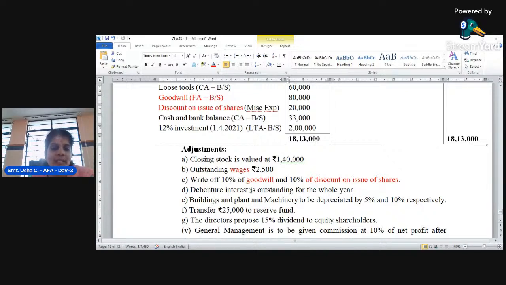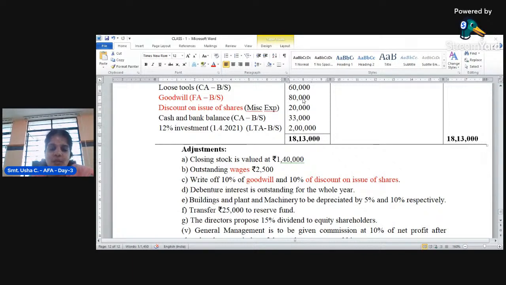This amount, that is 10% written off, or the amortization amount of goodwill, will be deducted on the asset side of the balance sheet. Look here, there are 80,000 rupees of goodwill, on which we have to charge 10%. How much is it? 8,000. That 8,000 rupees will be deducted from 80,000, and the balance of 72,000 is considered the closing goodwill. Like that we have to charge, in the same manner as depreciation is charged on a fixed asset.